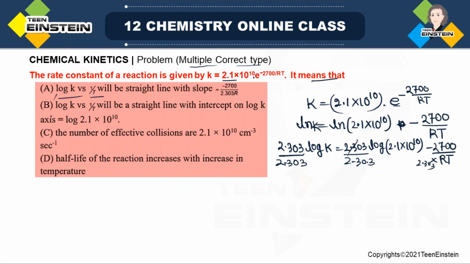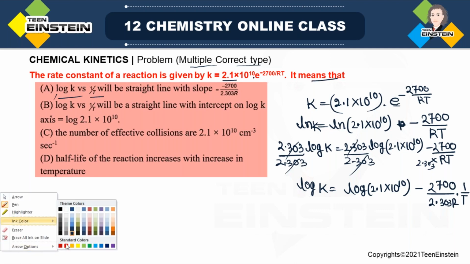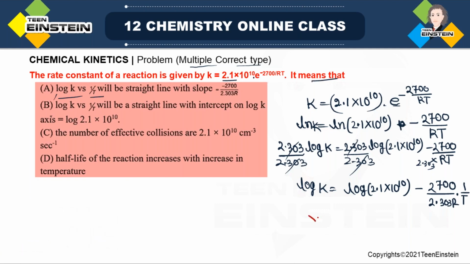So these two will be cancelled, and ultimately the equation that we are getting is log k = log(2.1 × 10^10) − (2700 / 2.303 R) and I'm writing 1/T separately. Why am I doing so? Because we will compare this equation with y = c + mx.